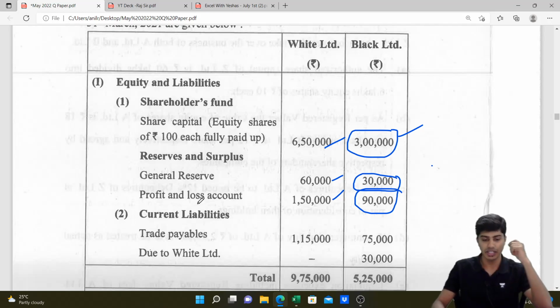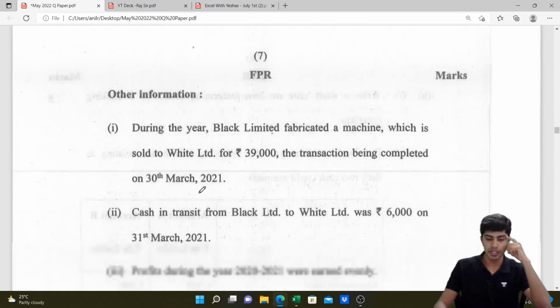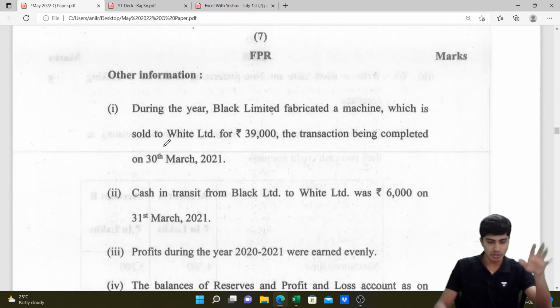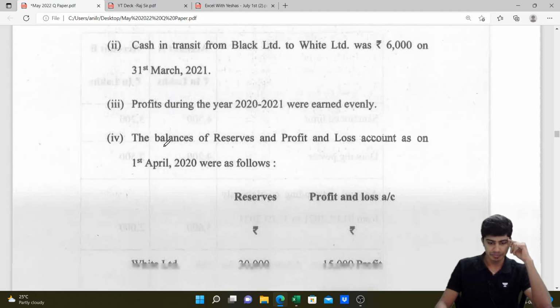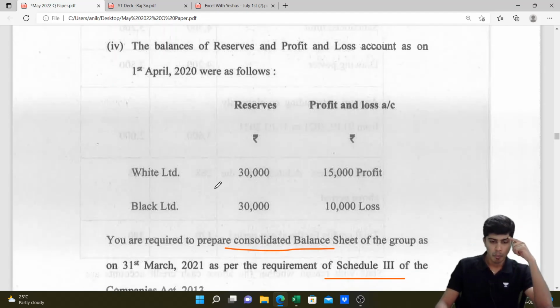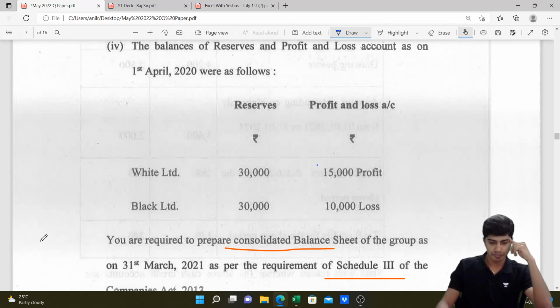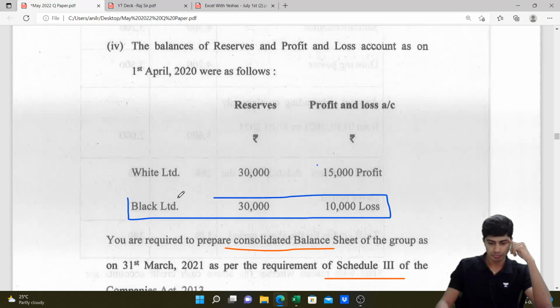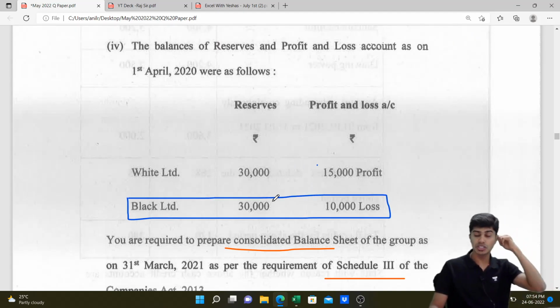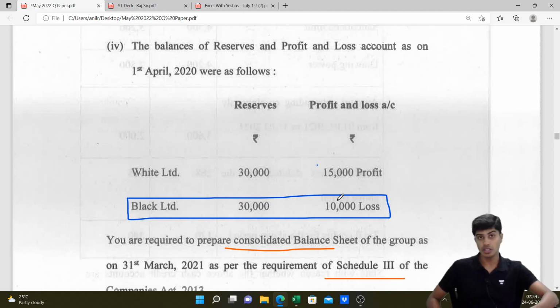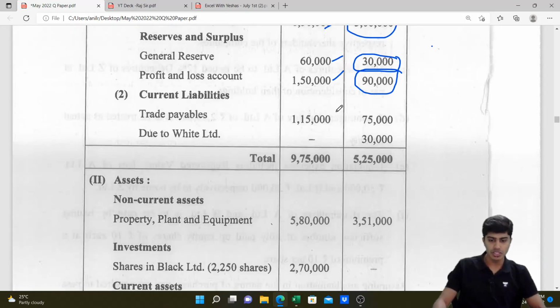Let me see 30,000 and 90,000. Let us understand how much is pre and how much is post in this. The balance of reserves and profit and loss account as on 1st of April was as follows. We want it for Black Limited. Black Limited reserves was 30,000, P&L was 10,000 loss on the date of acquisition. On the closing date it is 30 and 90.